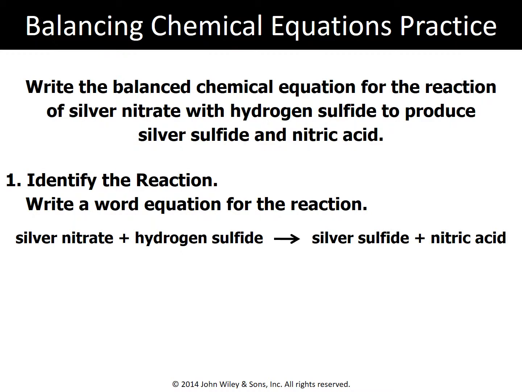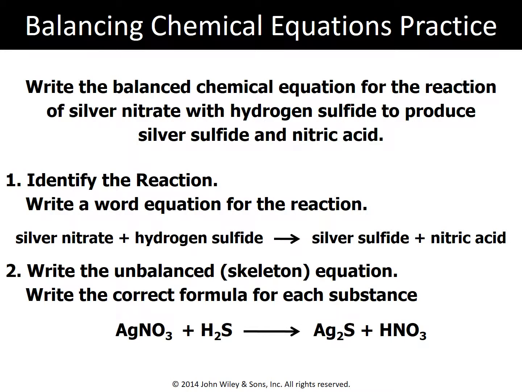So I've already placed the word equation here. Silver nitrate plus hydrogen sulfide yields silver sulfide and nitric acid. In this first part, we need to make sure we're getting the correct formulas. So we have silver nitrate, hydrogen sulfide, silver sulfide, and nitric acid. You can double check these formulas, but these are all correct. Make sure you can understand why these formulas are written this way.